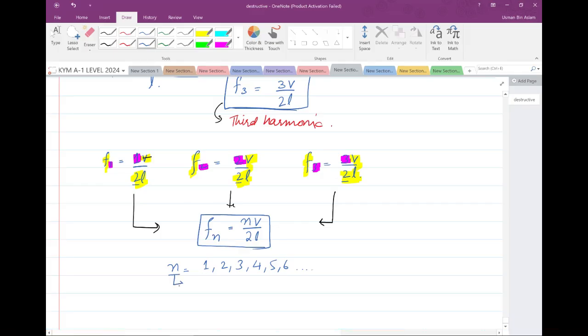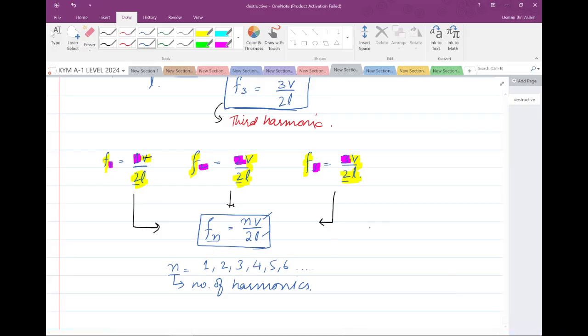The n is indicating the number of harmonics. So if you'd like to calculate the frequency of the fourth harmonic, instead of this n, just place 4 here. The speed of the wave is a constant and the length of the string is also a constant. So it's not going to change at all. So all you have to do is just change the n and you'll be able to find out the frequency of that particular harmonic. Do you understand that?